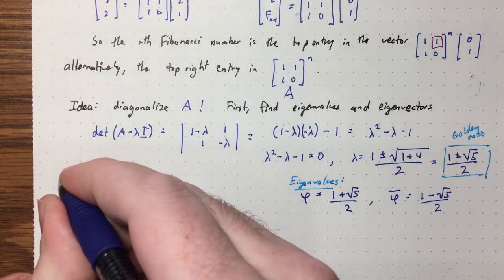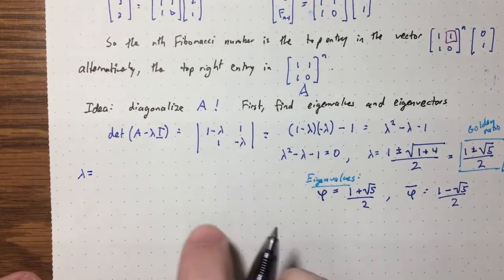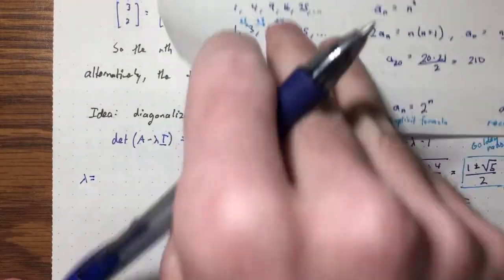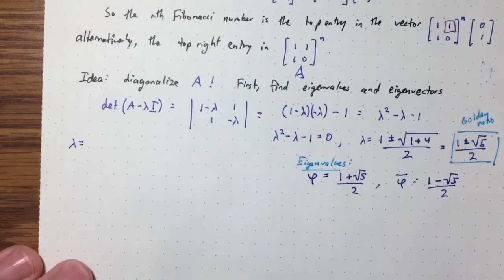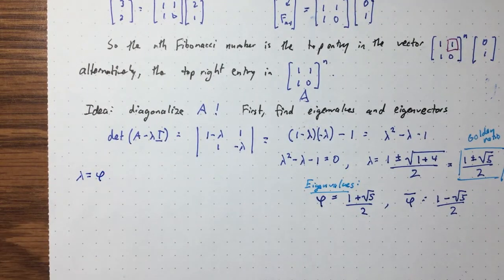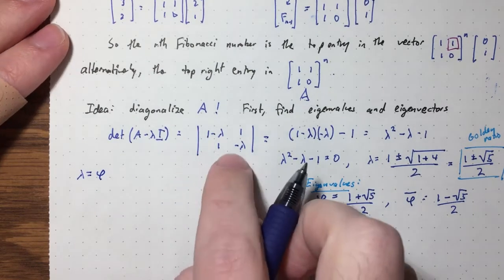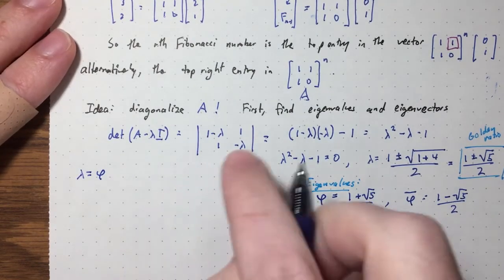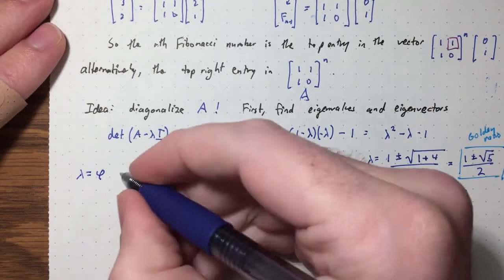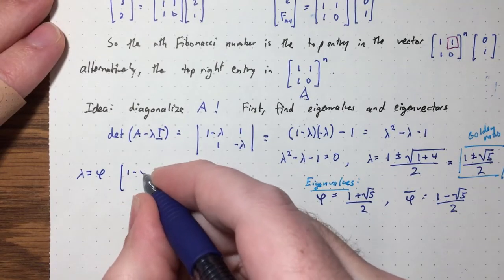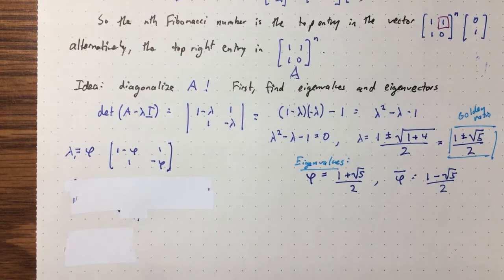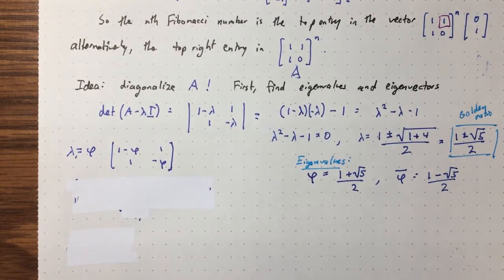So let's start with lambda equals, I mean, this example we did before had really nice integers. Here there are these really complicated expressions. So let's start with lambda equals the golden ratio. And what are we going to do? We're going to look at the null space. So we want to look at the matrix 1 minus phi, 1, 1, negative phi. Okay, we want a vector in the null space of this matrix.